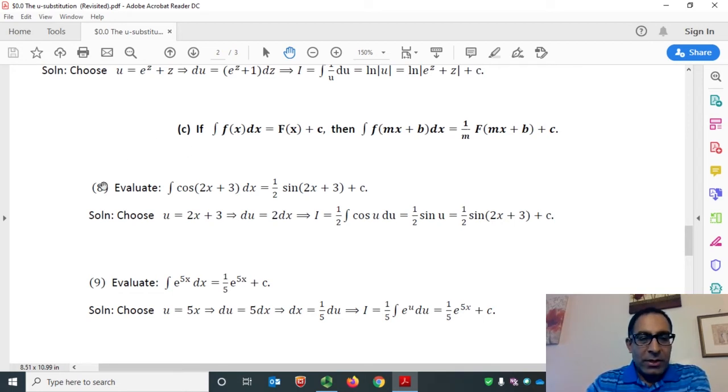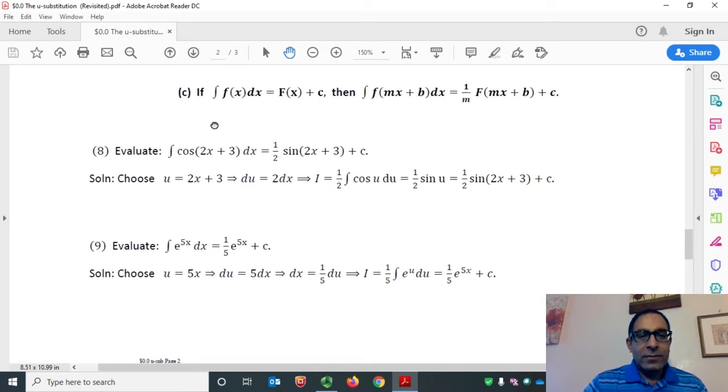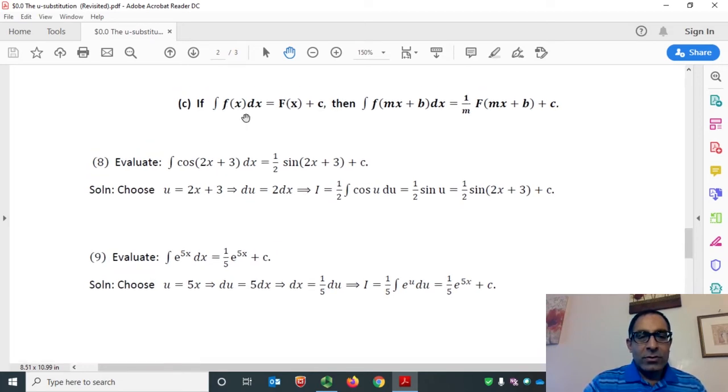Okay, so let's do example 8. Evaluate the integral of cosine of (2x plus 3). If I'm going to use this trick, then little f is cosine, and uppercase F is its antiderivative, which is sine, and I'm dividing by m, the coefficient 2. So the integration of cosine (2x plus 3) happens to be 1/2 sine (2x plus 3) plus c. Now let's verify this result.